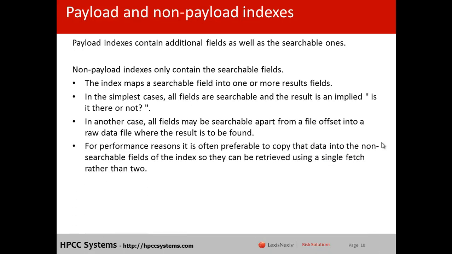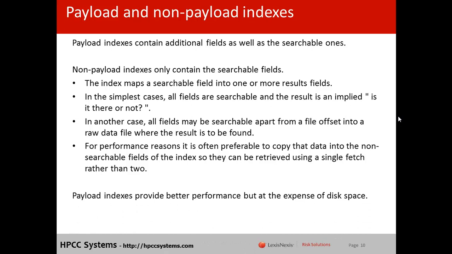For performance reasons, it is often preferable to copy that data into the non-searchable fields of the index so that they can be retrieved using a single fetch rather than two. And this is the technique called the payload index. But payload indexes provide better performance at the expense of disk space. In other words, when you're including the additional data in multiple payload indexes, there will be redundant data that exists on the Roxy cluster. The result is duplicated in every index rather than shared between them.